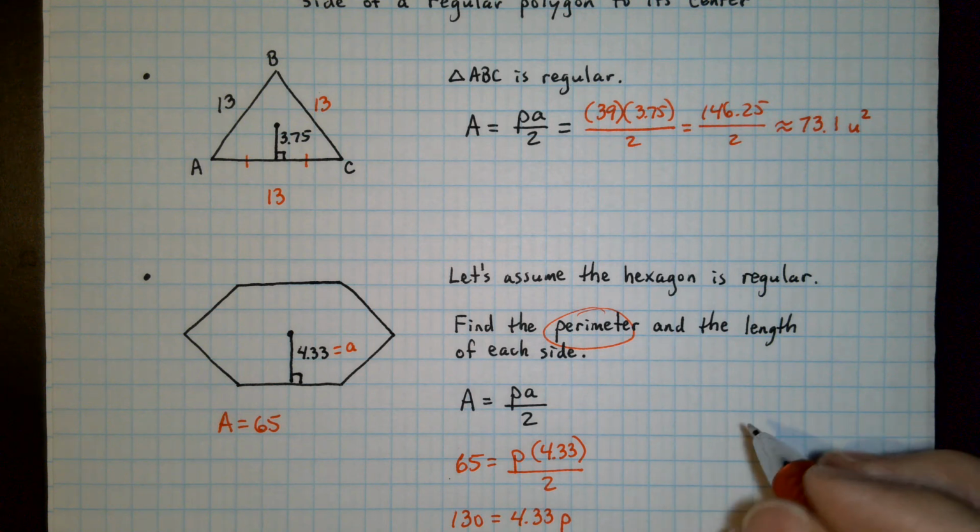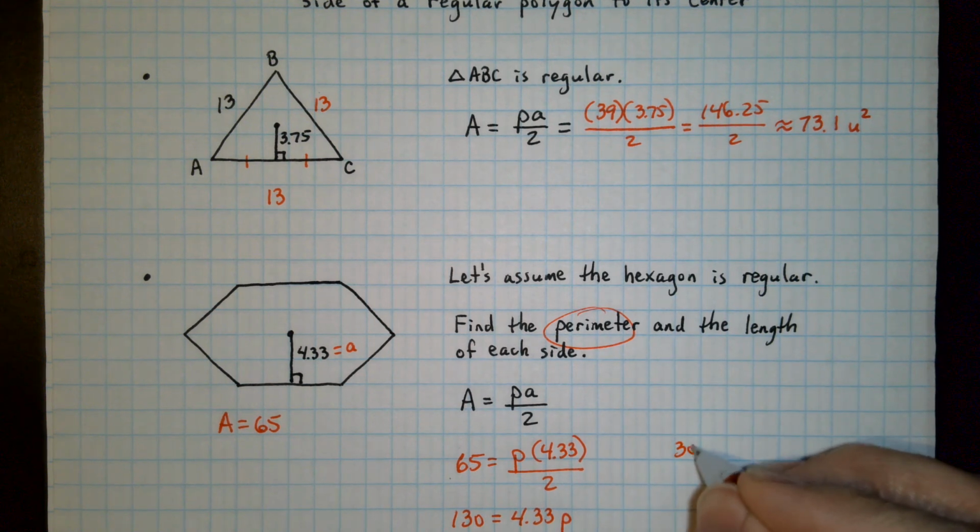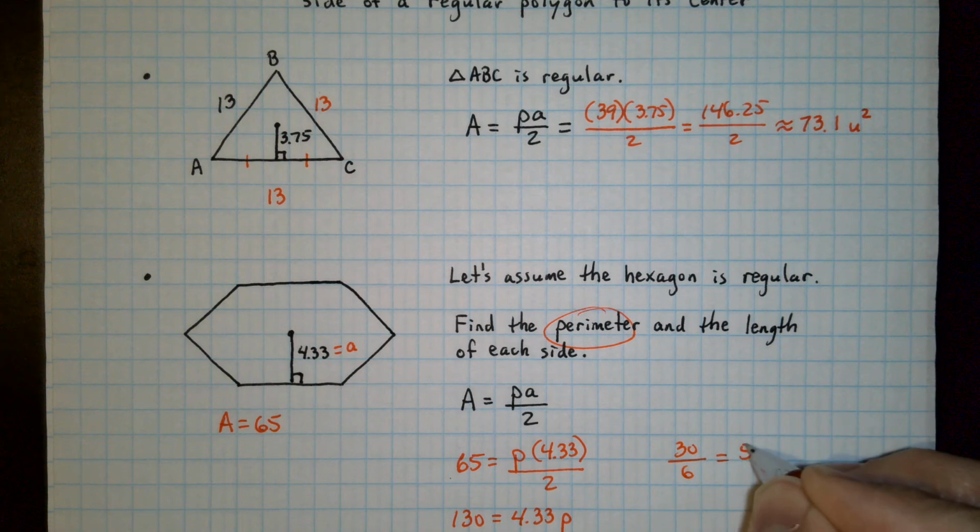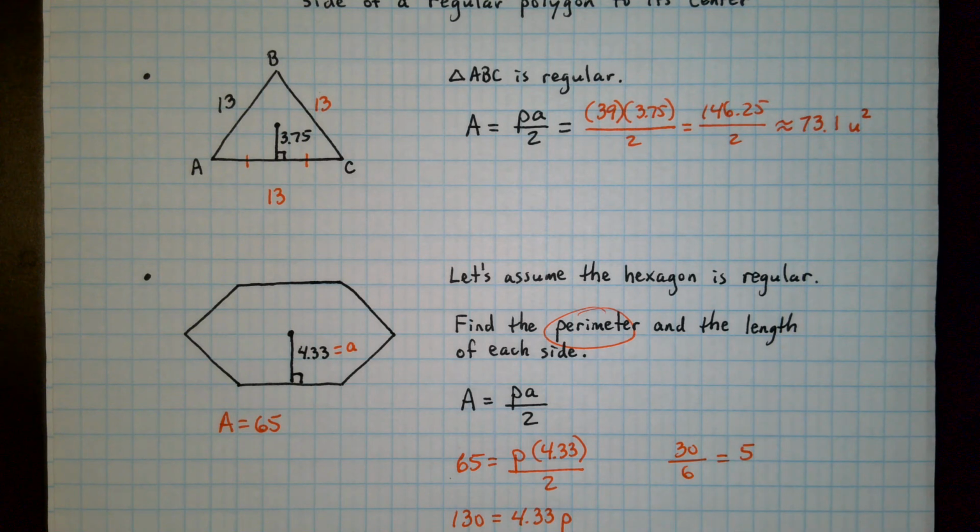And then the length of each side, if there's 6 of those, 30 divided by 6 would give us 5 units, whatever that unit may be. And that's the length of each side.